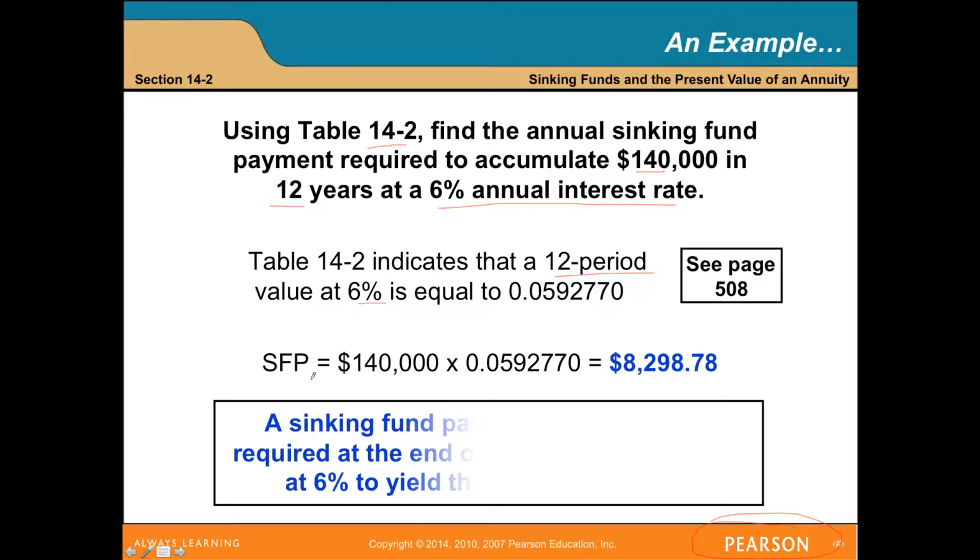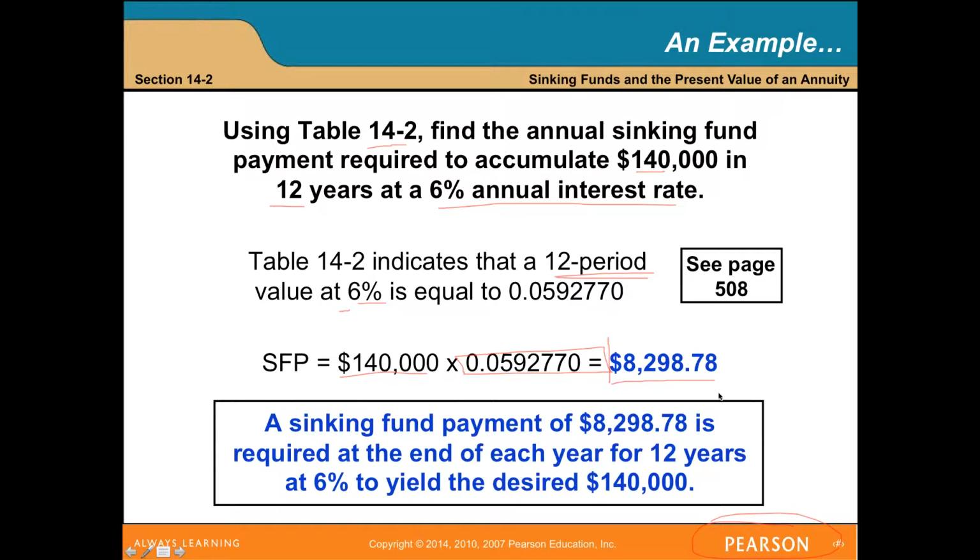Okay, so then we have the sinking fund: 140,000 times the assigned number that we have to multiply that by, which gives us the 12 period at 6% value, is $8,298.78. So a sinking fund payment of $8,298.78 is required at the end of each year for 12 years at 6% to yield the desired $140,000.